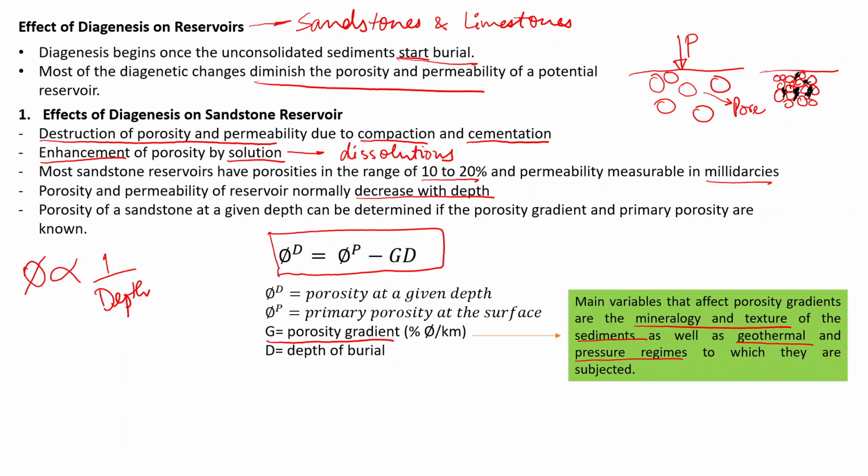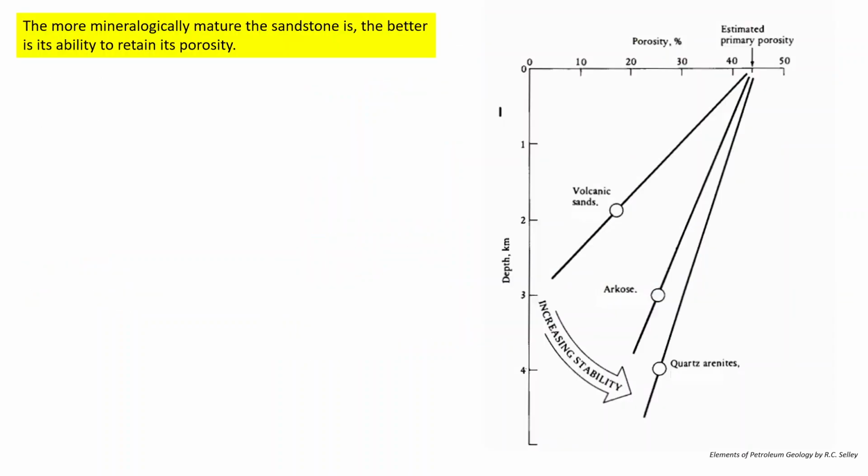Then the geothermal gradient means the temperature. With increase in temperature, the chemical reactions become faster, their rate enhances. And once the chemical reactions become faster, or very proactive, then again the porosity and permeability of the rock is bound to be affected. And of course the pressure, with depth the pressure increases, which makes the grains more compact. So we'll see these features one by one.